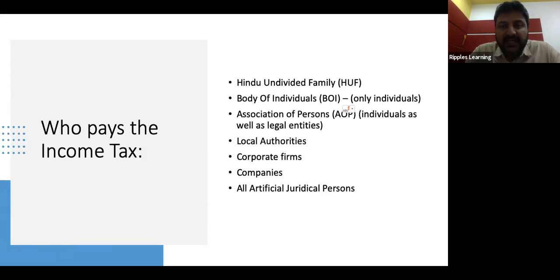But apart from that, I think from the time of marriage to the time of having kids, or if you're staying in joint families, then you can opt for not only your PAN card, but also HUF PAN card, which allows you to pay taxes for the whole family as well as all individuals on their own, right? When we talk about body of individuals, it is talking about only individuals. When we are talking about association of persons, this is talking about not only individuals, but also legal entities.